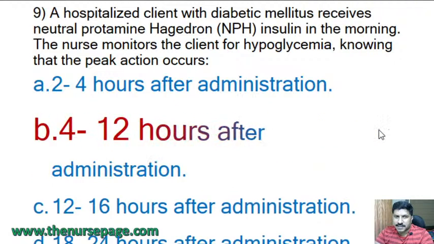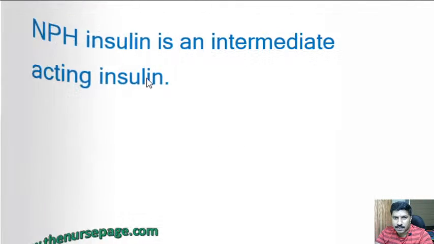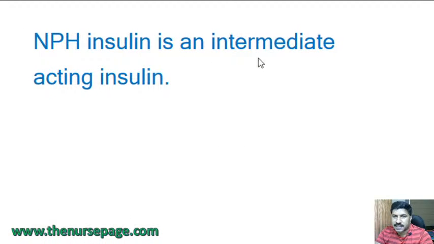The correct answer is NPH insulin peak hours, that will be 4 to 12 hours after administration. Peak hours means the maximum action of the drug. That will be for NPH insulin 4 to 12 hours. NPH insulin is an example of intermediate acting insulin.